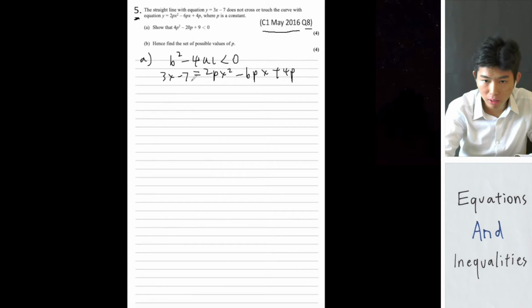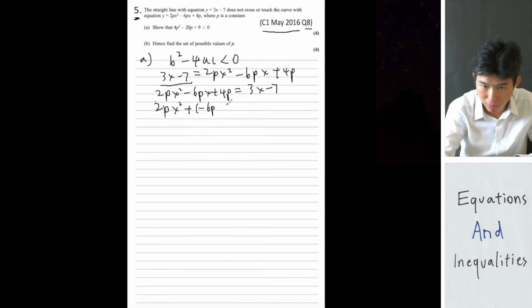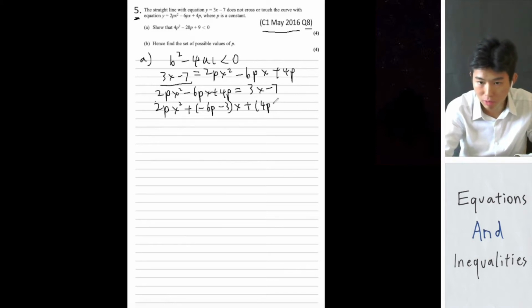Okay, so next step, I'm gonna swap these two things. The whole thing from the left, I will move it to the right, and the whole thing from the right, I will move it to the left. So 2px squared minus 6px plus 4p is equal to 3x minus 7. Okay, I'm just gonna clean this up. 2px squared minus 6px minus 3x, which would be minus 6p minus 3 x, plus 4p, because if minus 7 moved to the left, it would be positive, plus 7 equals to 0.